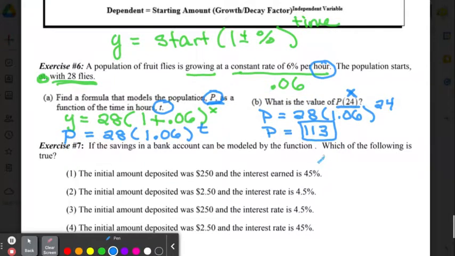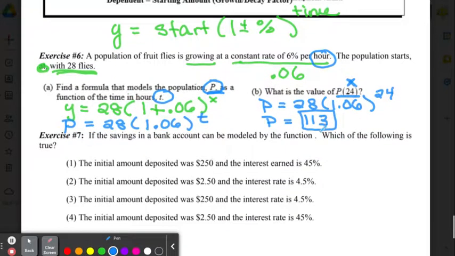Now, exercise number 7, the actual equation got cut off. So it says if the savings in a bank account can be modeled by the function y equals 250 times 1.045 to the x. Okay, so I just wrote an equation. Which of the following is true?